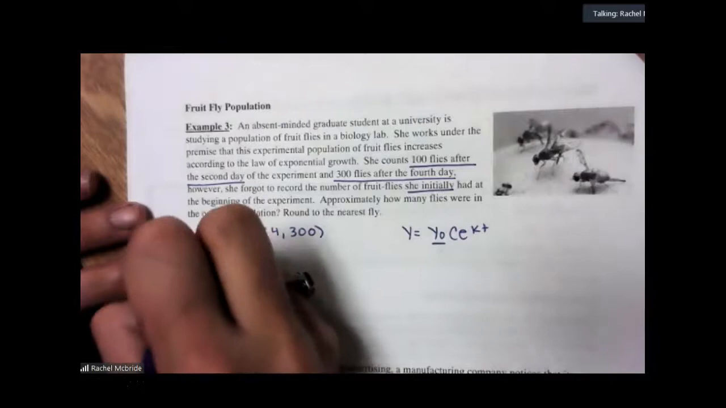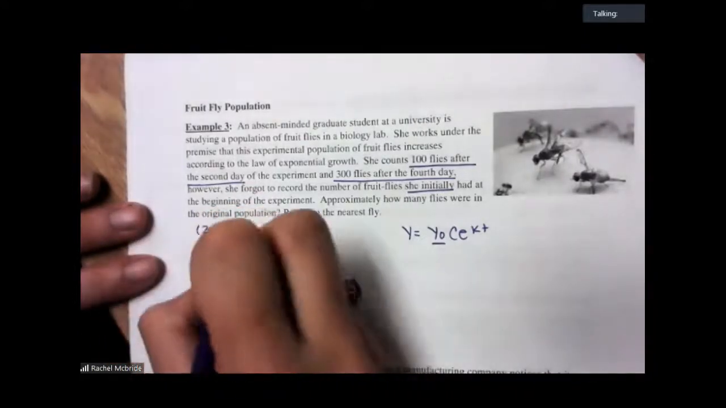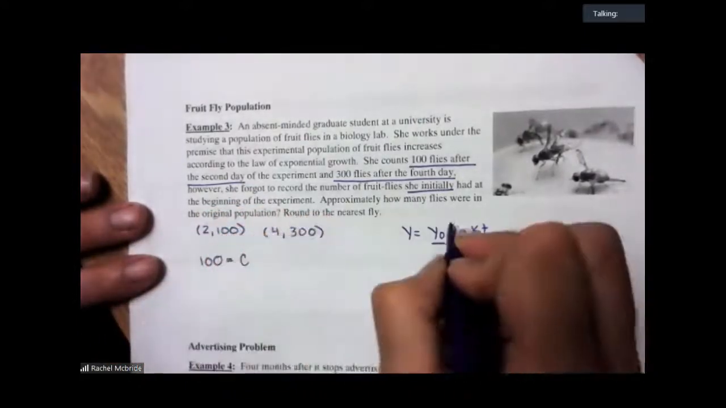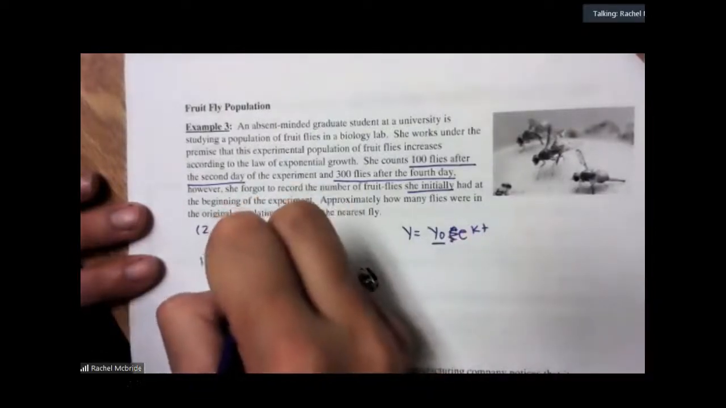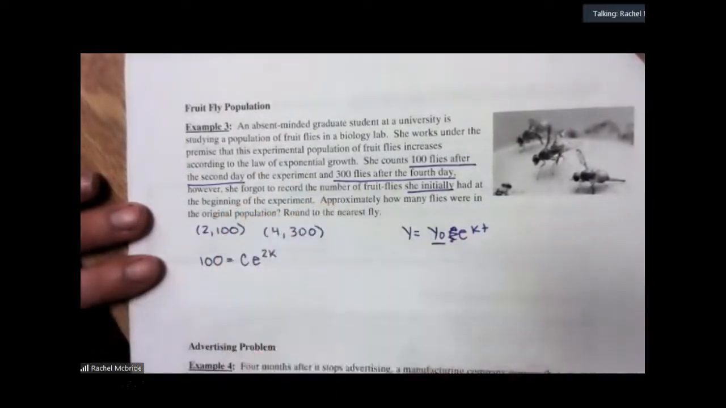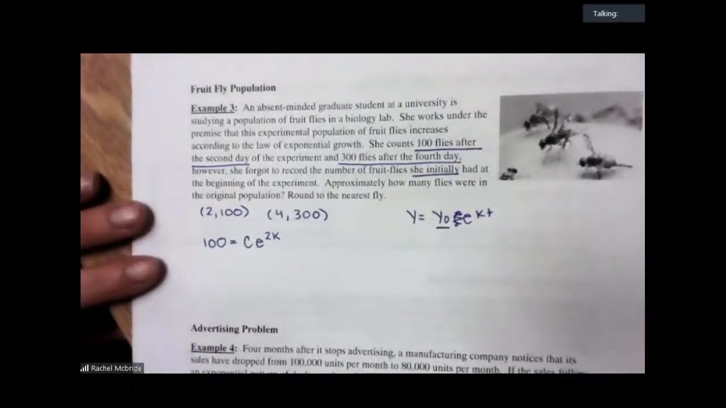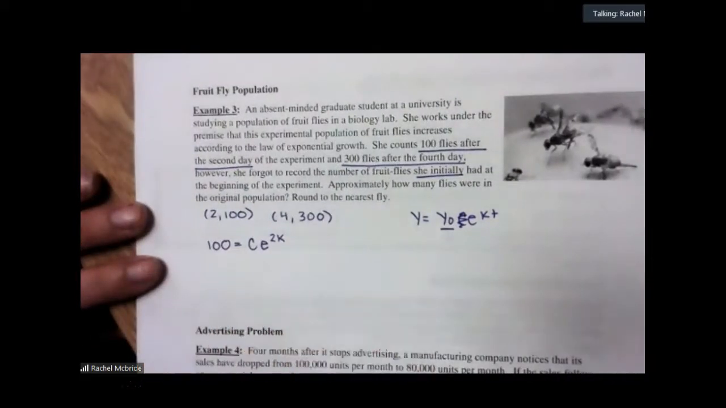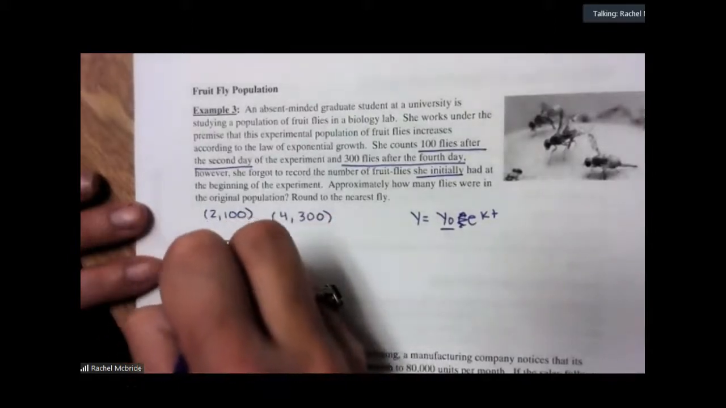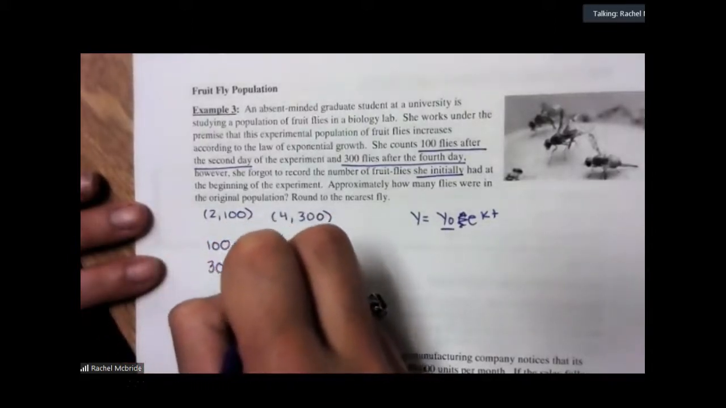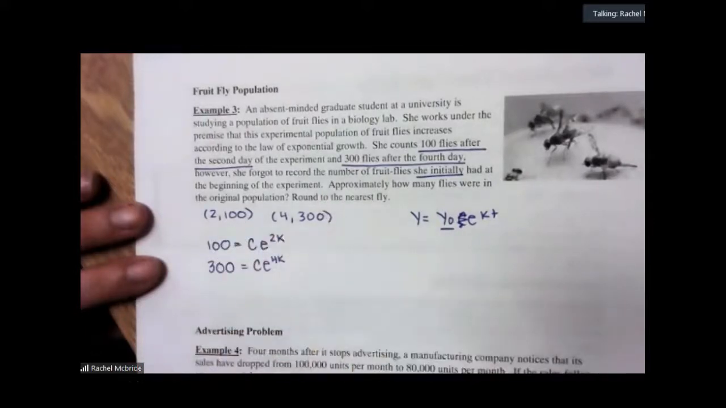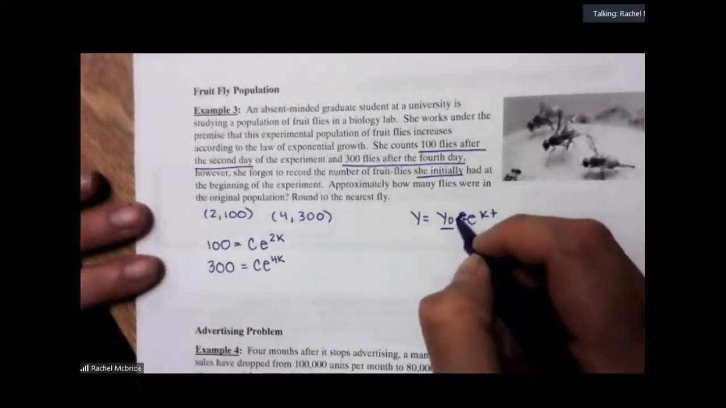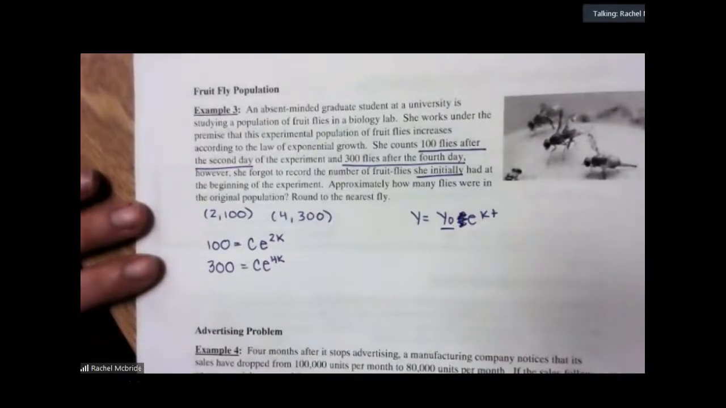So we know that at 100, t was equal to 2. So we have 100 equals Ce to the 2k, and we have 300 equals Ce to the 4k, and C and y naught mean exactly the same thing. That's why when I accidentally wrote C over here, I scribbled it out. y naught and C are the same. They all represent that initial population.